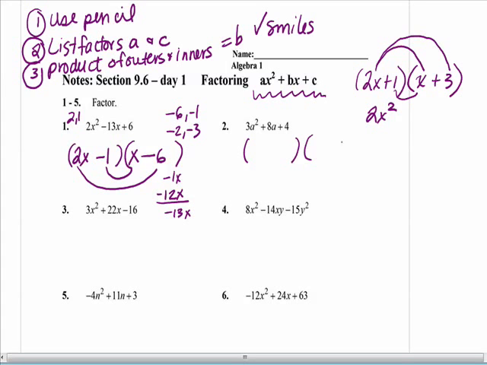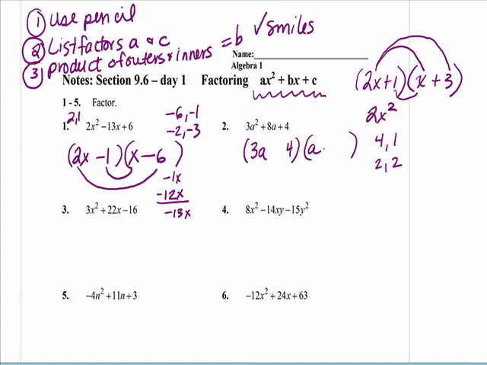All right, so number 2, we're lucky again. Put your parentheses. Why are we lucky in number 2? 3 is prime. 3 is prime again. So let's go ahead and commit to 3a and a. I'm not going to write out any negative factors this time because I only have positive numbers. So 4 and 1, 2 and 2.